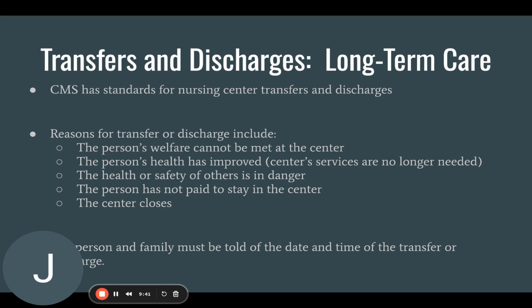Reasons for transfers or discharge from long-term care include that the person's welfare can't be met at the center, the person's health has improved so the center services are no longer needed, the health or safety of others is in danger, the person hasn't paid to stay in the center, or the center closes. The person and their family must be told of the date and time of transfer or discharge.